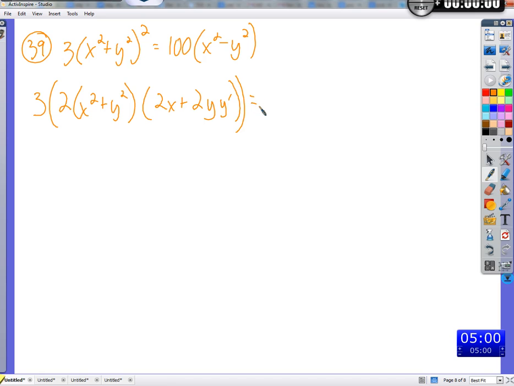Can you make it 6 times that? Yeah, sure. Next, we have a constant multiple, 100 times the function x squared minus y squared. So we're going to take the derivative of this and multiply by 100. 100 times (2x minus 2y y prime). So now we just get y prime.